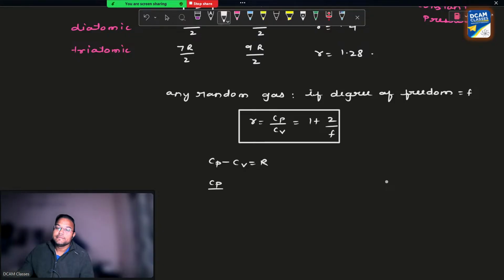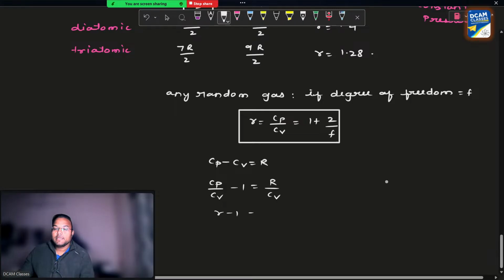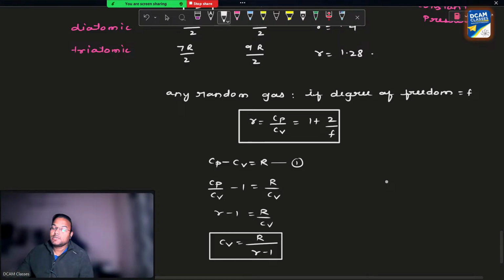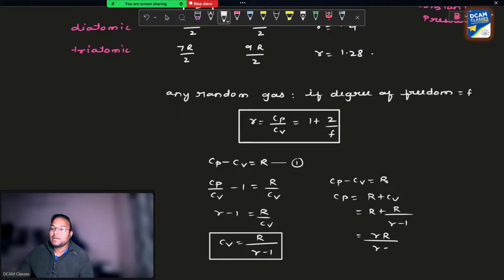Divide by Cv: Cp by Cv minus 1 is equal to R by Cv. Gamma minus 1 is equal to R by Cv. I have divided the first equation by Cv. So Cv is R by gamma minus 1. Now Cp is what? Cp minus Cv is equal to R. So Cp is equal to R plus Cv, which is R plus R by gamma minus 1. So you'll get gamma R by gamma minus 1. This is Cp value. Clear?